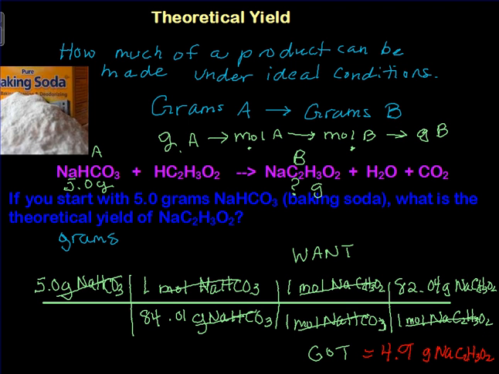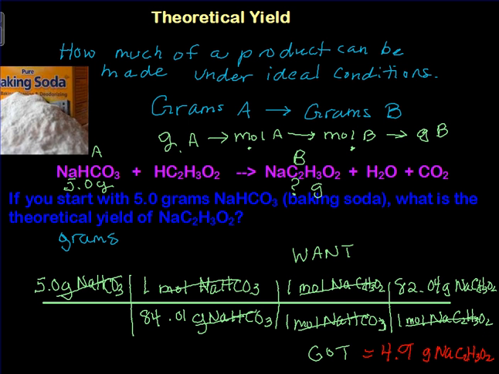So that's my final answer, 4.9 grams of sodium acetate. So that's the theoretical yield. Okay? How much of a product that can be made under the ideal conditions. So I'm going to expect that if I start with 5 grams of NaHCO3 or baking soda, I'm going to make 4.9 grams of sodium acetate.